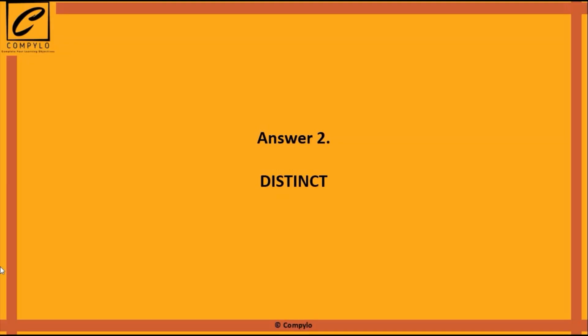Second question is a fill in the blanks, which says: the select statement when combined with dash clause returns records without repetition. And the options are distinct, describe, unique, and null. The answer to this question is distinct. The select distinct statement is used in SQL to return records without repetition by filtering out duplicate values in a column.